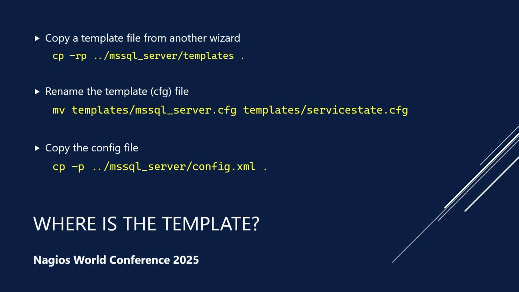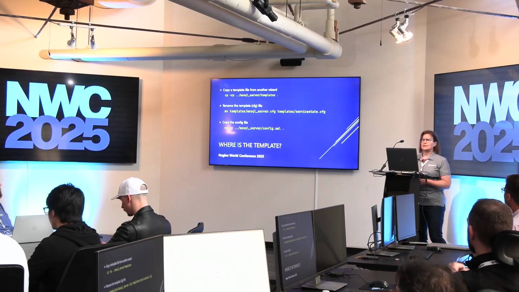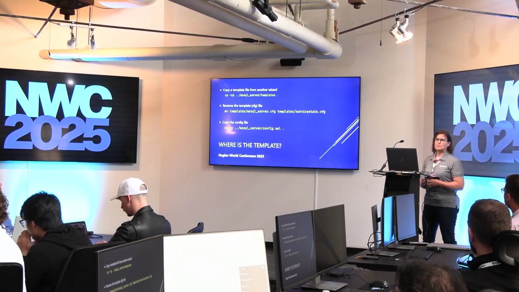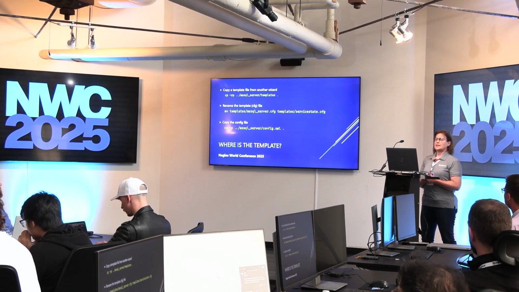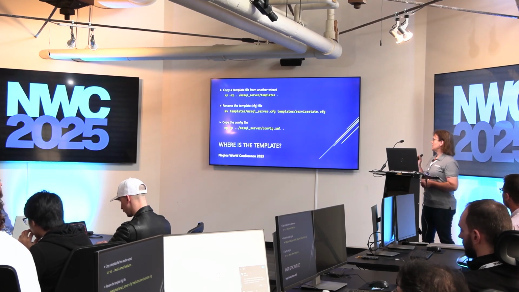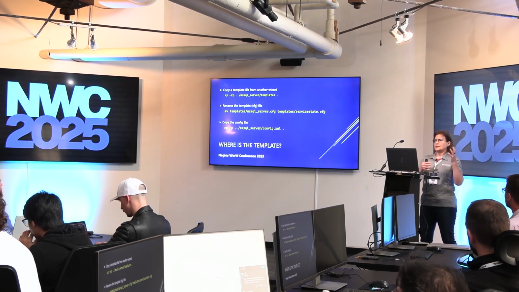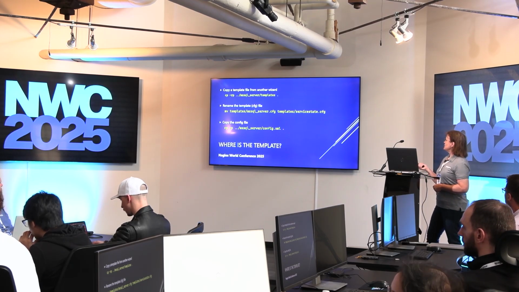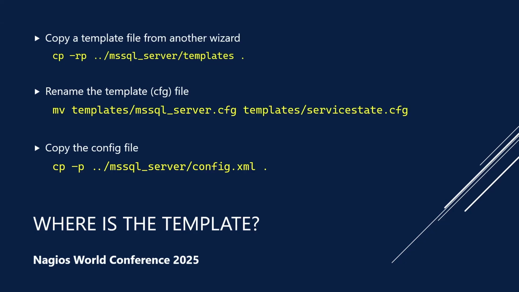One thing I noticed when I was using this wizard was, where does the plugin go? Well, that's because the DHCP wizard uses a built-in plugin. So I ended up copying a couple of things from another wizard. One of those is templates. So I copied that from the MS SQL server. And feel free to dig around and find whatever you need when you're setting this kind of stuff up. So I renamed the template file to servicestate.config.